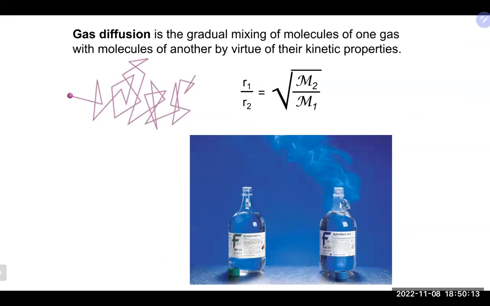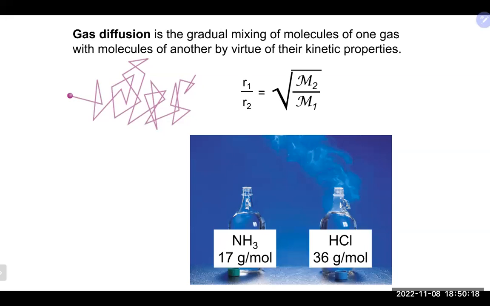Now, next thing we're going to talk about a little bit here is gas diffusion. So gas diffusion is the gradual mixing of molecules of one gas with molecules of another based on their properties. So here we have a bottle of ammonia and we have a bottle of hydrogen chloride gas, or hydrochloric acid really. And when they come together, they make ammonium chloride, which is this white sort of powder that you can kind of see there, I think.